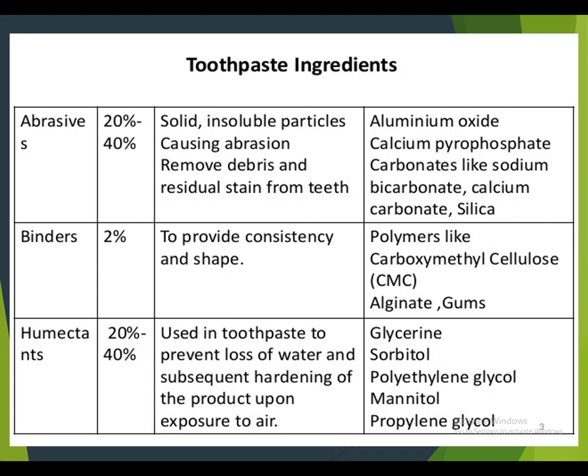Binders are also present in toothpaste up to 2%. Binders are used to provide consistency and shape. Binders are present in the form of polymers like carboxymethyl cellulose, alginate, gums. Humectants are present up to 20 to 40%. These are used in toothpaste to prevent loss of water and subsequent hardening of the product upon exposure to air. Humectants are present in the form of glycerin, sorbitol, polyethylene glycol, mannitol, propylene glycol.